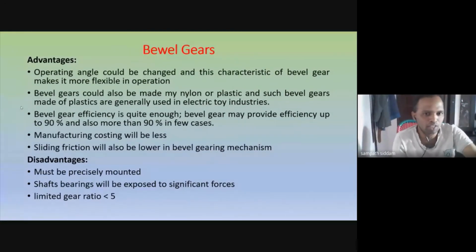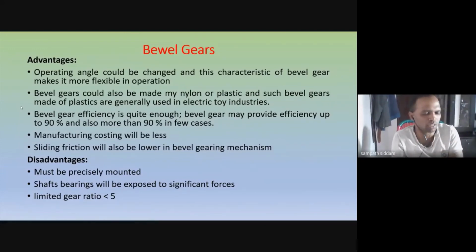So manufacturing cost will be less in the case of bevel gears, and sliding friction also will be lower. That is the major advantage you have with bevel gears. And next are the disadvantages: they must be precisely mounted because of the size or compactness, and they will be exposed to higher forces. And the major disadvantage is that the gear ratio is limited here. If it is less than 5, then only you will go with bevel gears. If your gear ratio is higher, then you cannot go with bevel gears.